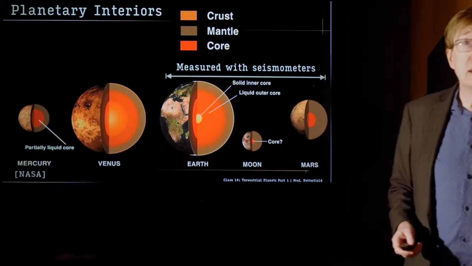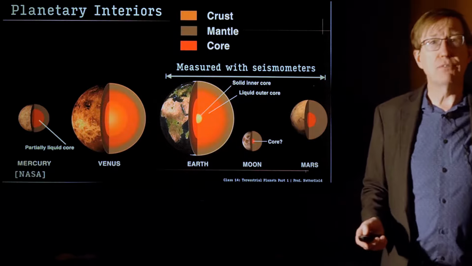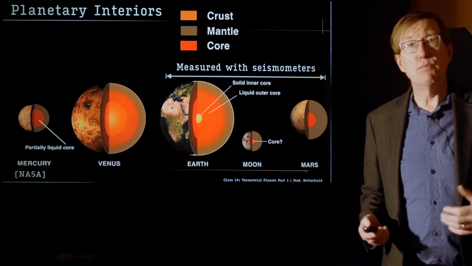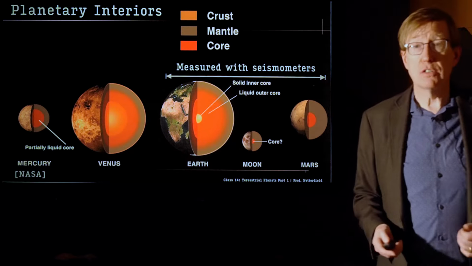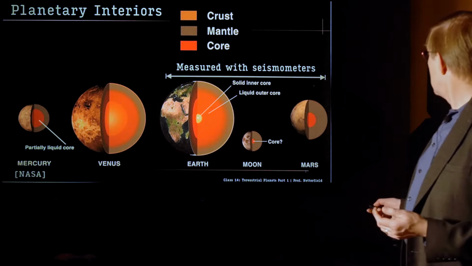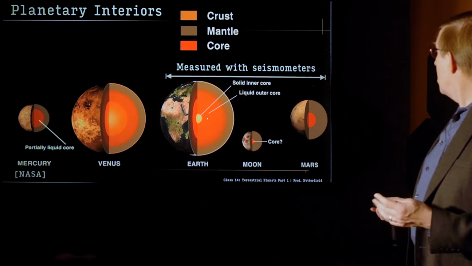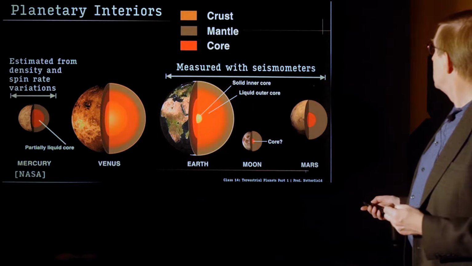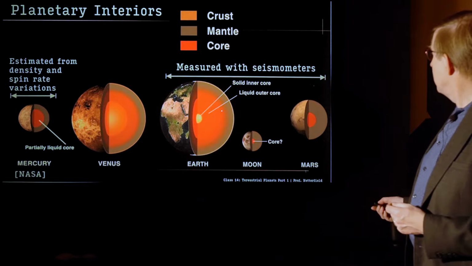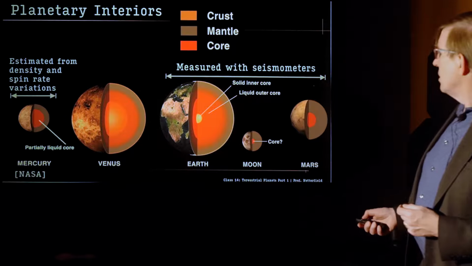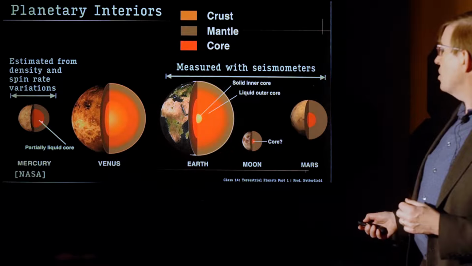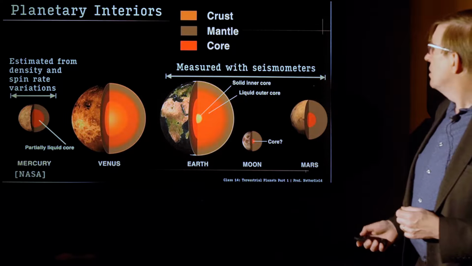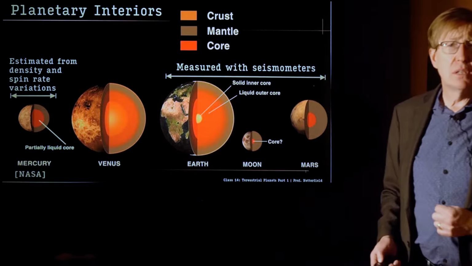Mars, similarly, they've landed a number of spacecraft on Mars and been able to start to look at seismic activity there to try and get an idea of what the interior of Mars looks like. And again, Earth has this solid inner core, a hot liquid outer core, and then a mantle that is hot, and then a crust on top. Mercury appears to have a partial liquid core and then a cool mantle. That's been measured from density and spin rate variations.